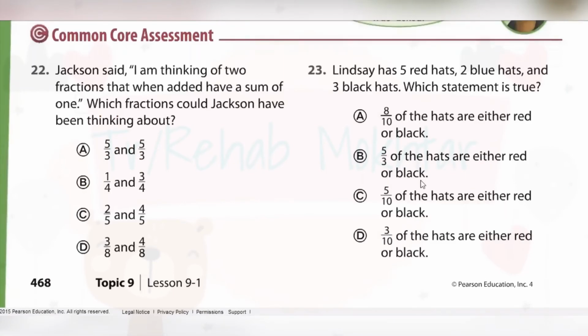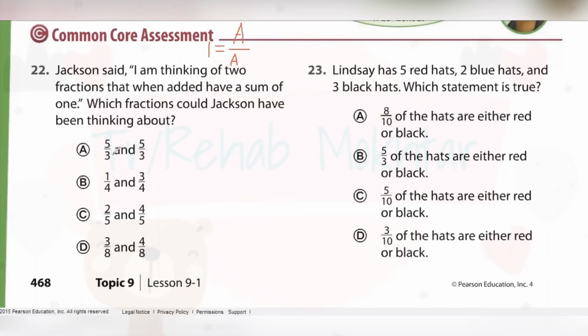Page number 468, number 22. Jackson said, I'm thinking of two fractions that when added have a sum of 1. So we know that 1 whole equals A out of A. What does it mean? The same number up and the same number down, or we have equal numerator and denominator.